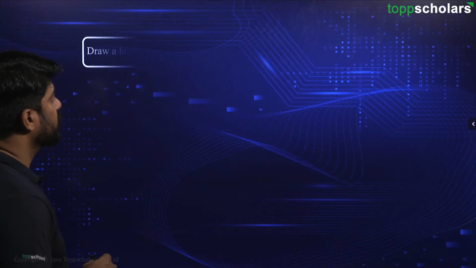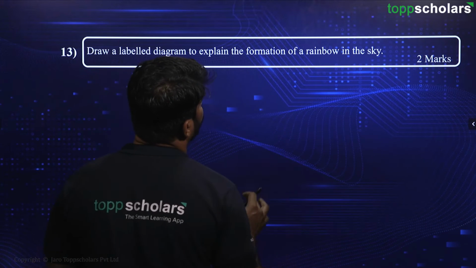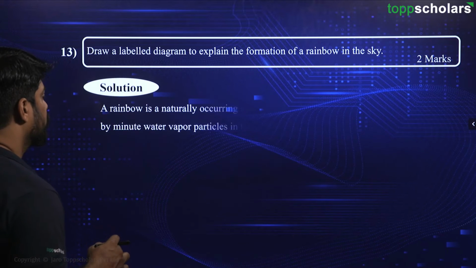Moving on to the next question now. Draw a labeled diagram to explain the formation of a rainbow in the sky. Okay, so let's look at the answer.